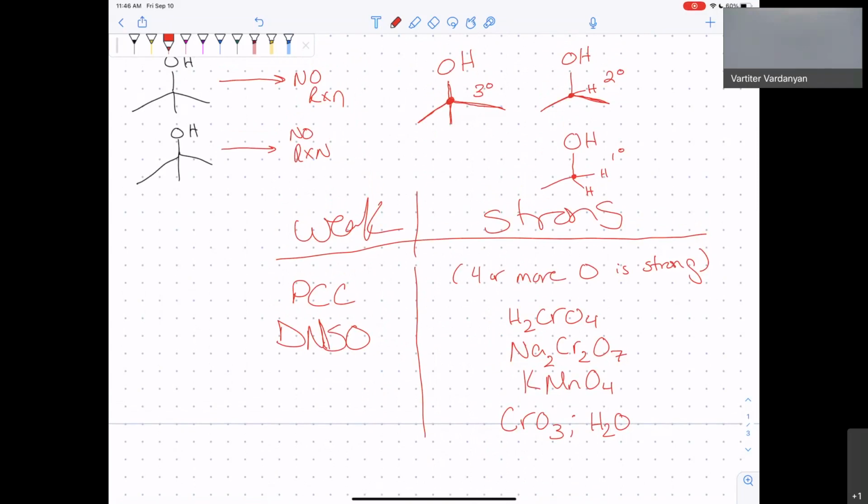Yeah, exactly. So think of it as... And make sure it's 4 or more, because O3 is something else entirely. And we will talk about that.